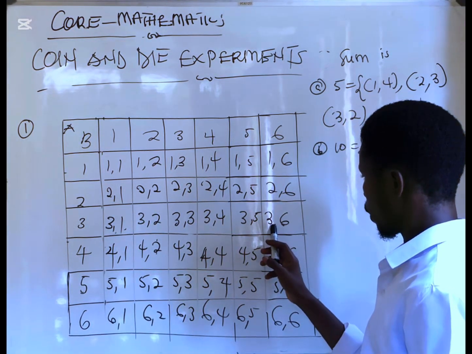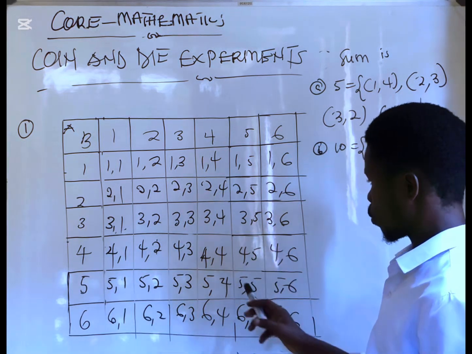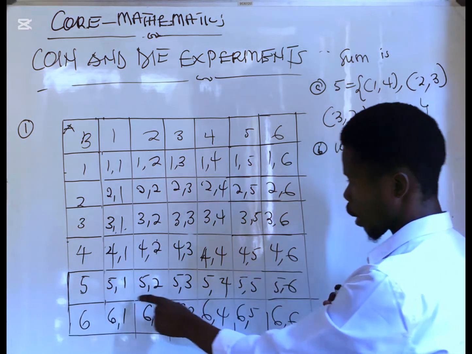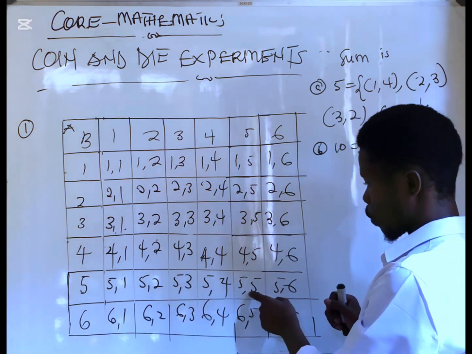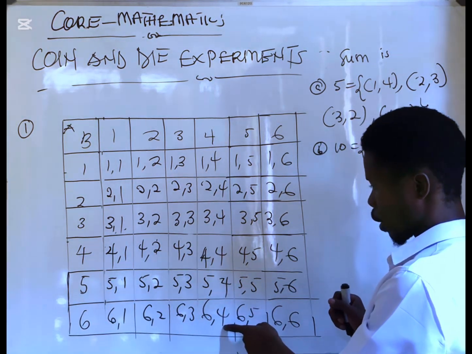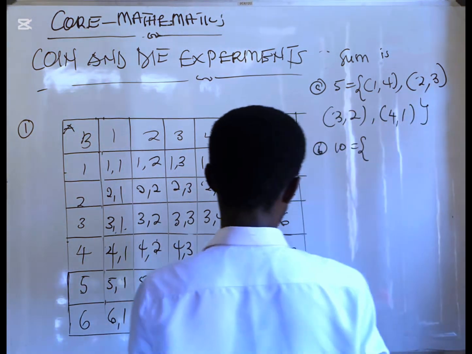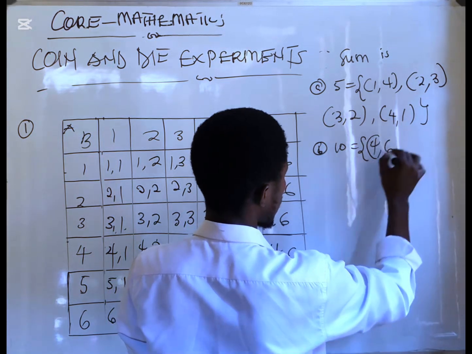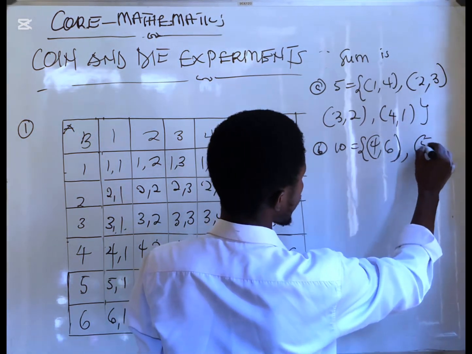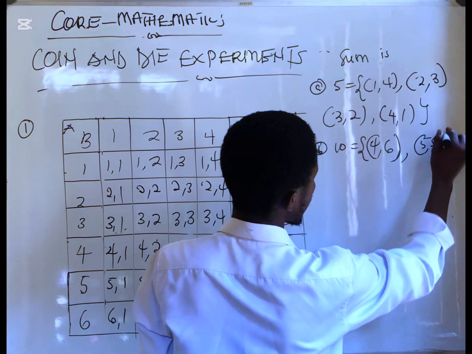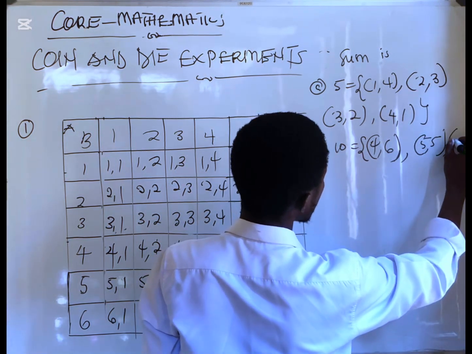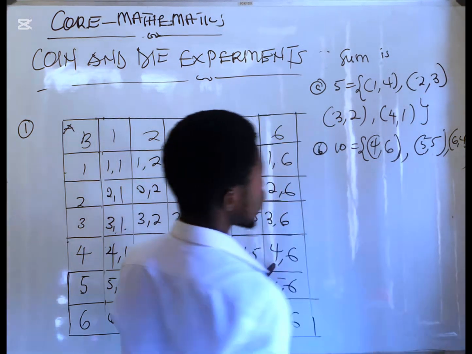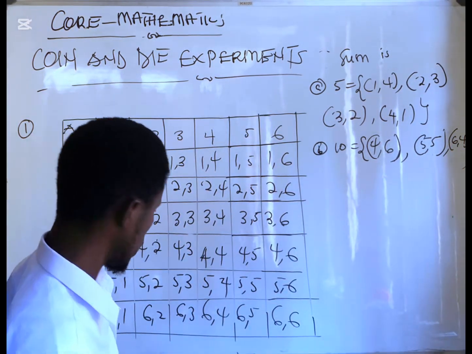Here, this will give us 9. This will give us 8, so it won't give us 10. So 4 and 6 will give us 10, right? Then when I come here, 5 and 5 will give us 10. 6 and 4 will give us 10. So these are the 3 pairs: 4 and 6, 5 and 5, and 6 and 4.